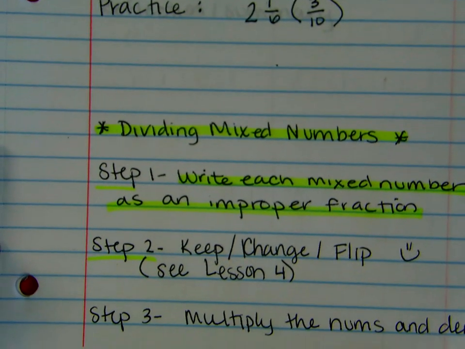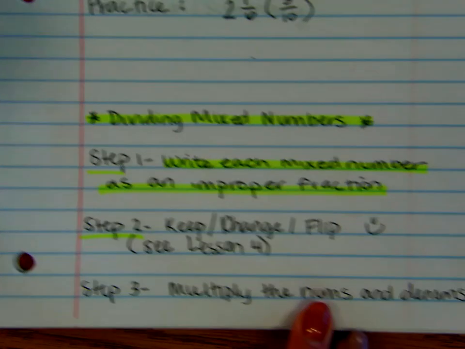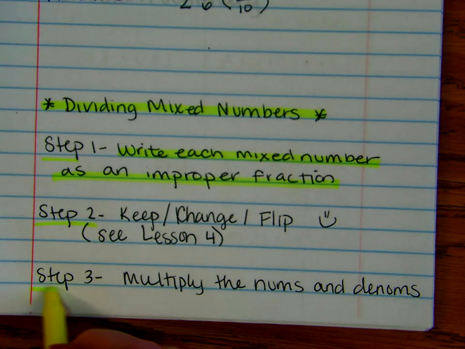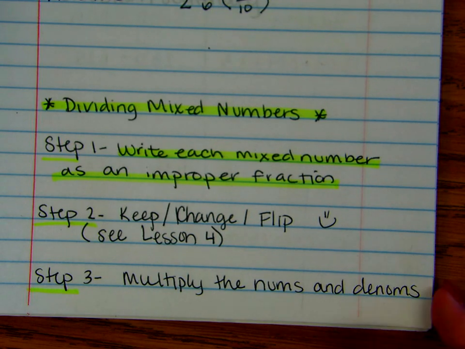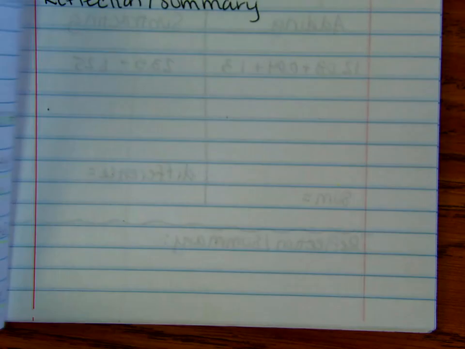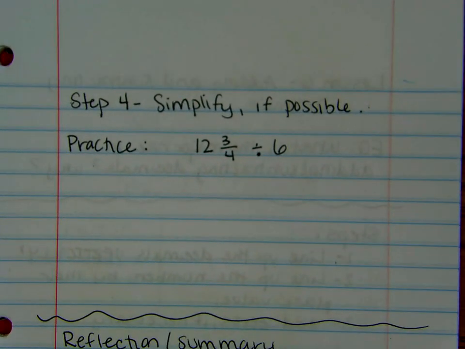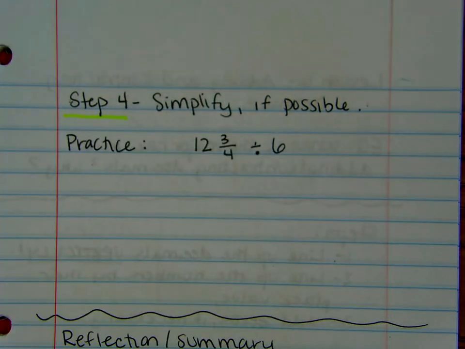Now our third step is that we are going to go ahead and multiply the numerators and the denominators. Okay? So again, multiply the nums, the numerators, and the denoms, the denominators. Multiply straight across, just like you did on the multiplying fractions part. Now the very last part of this is you're going to go ahead and simplify if possible. Okay, remember, we always want to go ahead and try and simplify. Simplifying is our happy place.